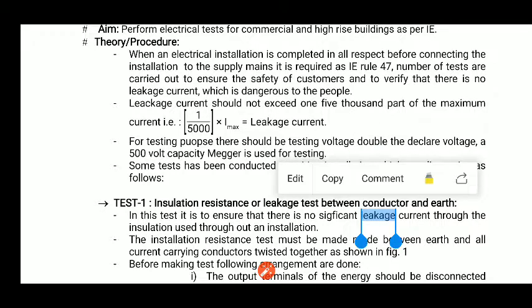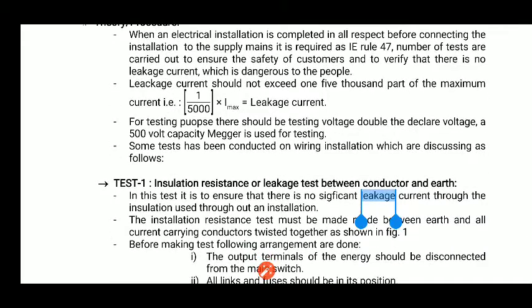Leakage current also should not exceed 1/5000 part of the maximum current. For example, 1 divided by 5000 times the maximum current is equal to the leakage current. For testing purposes, the testing should be done using a voltage double the declared voltage. A 500 volt capacity megger is used for the testing.